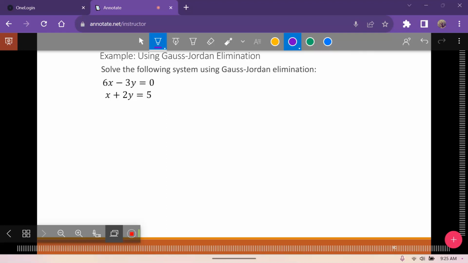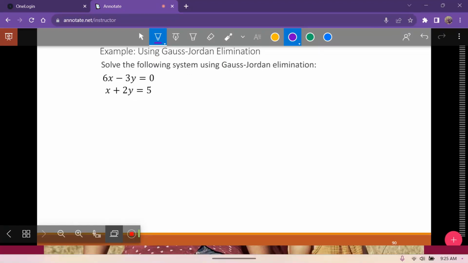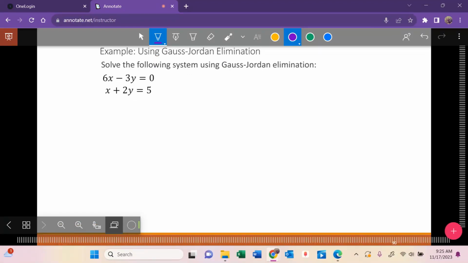This last one, we can also use the Gauss-Jordan elimination, and I want you to practice this one on your own. So pause the video and go ahead and practice this one. Okay, hopefully you followed those instructions and you paused the video and practiced.